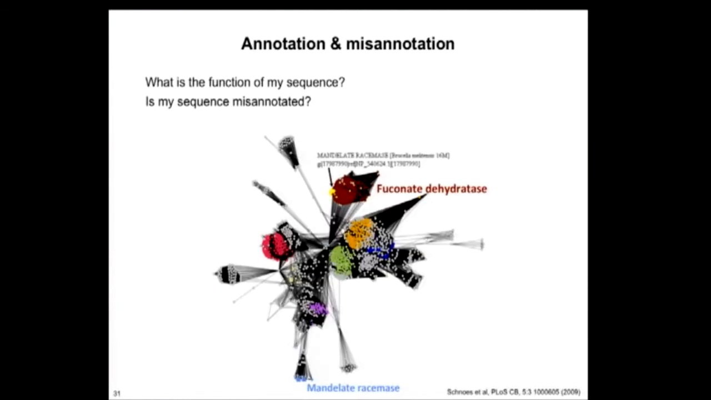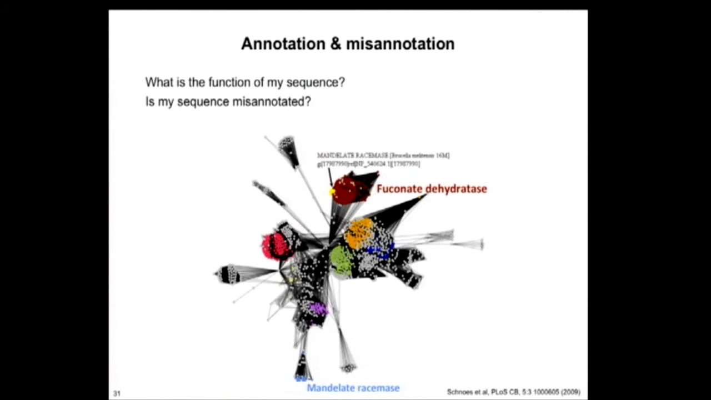Another important aspect of this is the annotation and misannotation. This is the same figure I showed you at the beginning. What I wanted to show you here is a protein that clusters with the fucanate dehydratases. It's annotated in GenBank as a mandelate racemase. All of these proteins, we have a number of experimentally confirmed fucanate dehydratases, and then criteria to assign these as fucanate dehydratases. The known mandelate racemases are a completely different cluster.